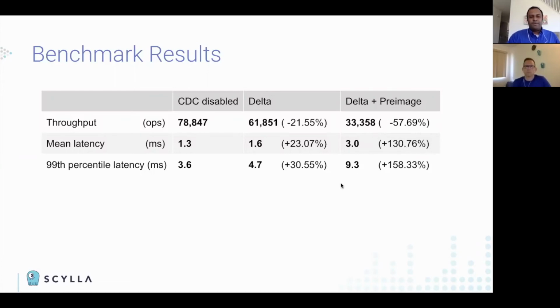The 99th percentile latency with CDC disabled is about 3.6 milliseconds. With Delta, it's about 4.7 milliseconds, and Delta and pre-image gets about 9.3 milliseconds. So there's significant overhead because of enabling CDC, but in the grand scheme of things, the benefit you get from making this completely automated and streamlining your microservices pattern is considerable, because you don't need to invest any engineering time in maintaining any of this.